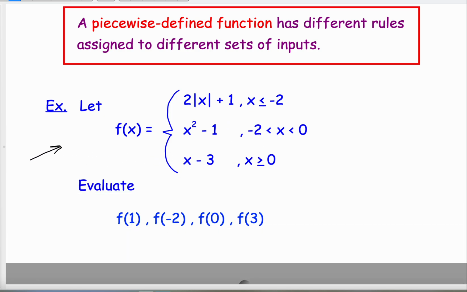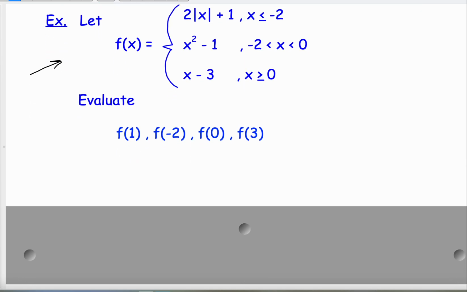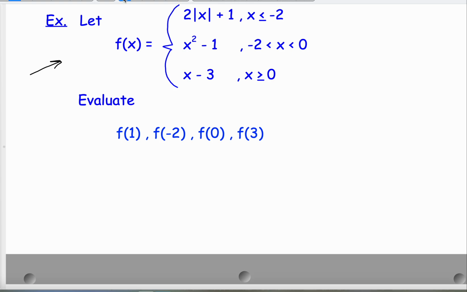So let's evaluate these. All right, the first one is f of 1. So step 1, you need to say, okay, if my input is 1, which category does that fall into? Is it greater than or equal to 0? No. Oh, yes. I'm sorry. It's not less than or equal to -2. It's not between -2 and 0. It is greater than or equal to 0. So this is the rule I'm going to use. I want to do x minus 3, or the input minus 3. So my input was 1, and I'm going to subtract 3, and I get -2.